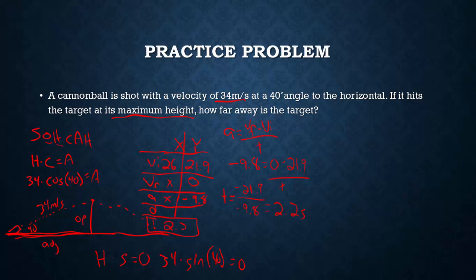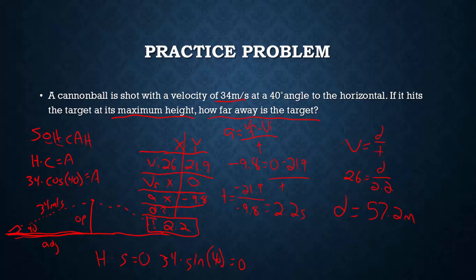Plug that in here. I now want to find how far away the target is. That's our ultimate goal, and that is going to be the distance in the x direction. So again, we have velocity equals distance over time. Velocity in the x direction was 26. We want distance, and time is 2.2. So 26 times 2.2, and that distance is going to be 57.2 meters.